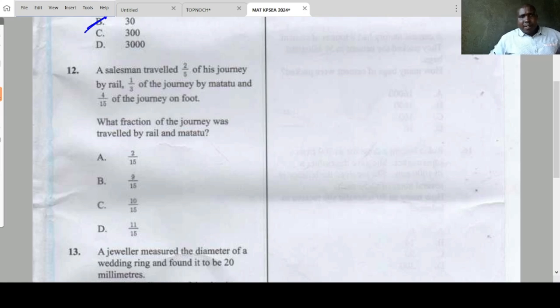A salesman traveled 2 over 5 of the journey by rail, 1 over 3 by matatu, and the rest by foot. What fraction of the journey was traveled by rail and matatu?